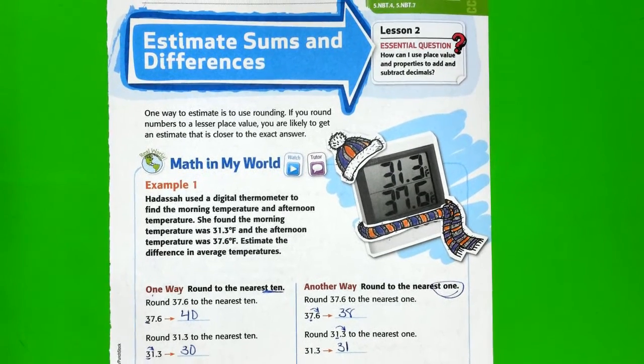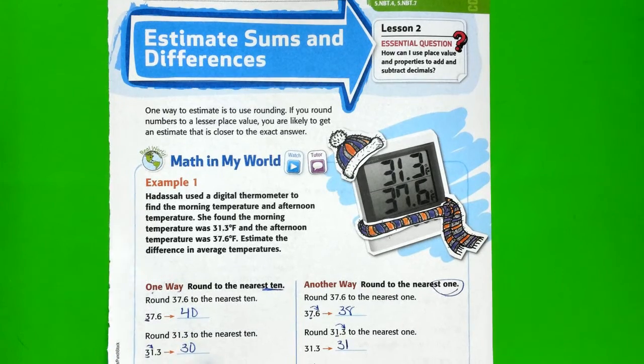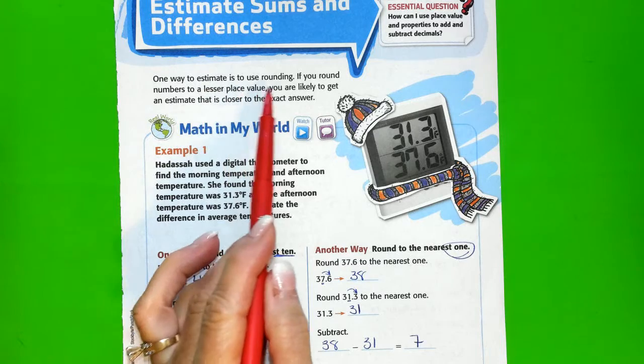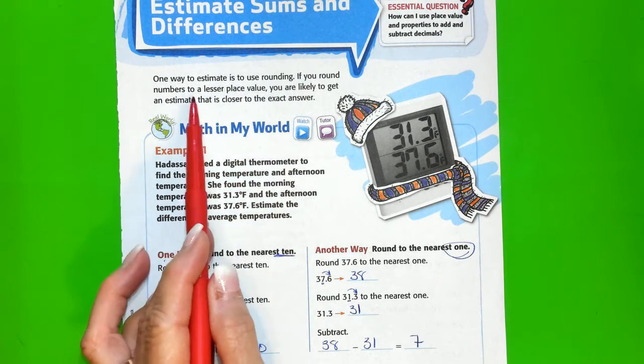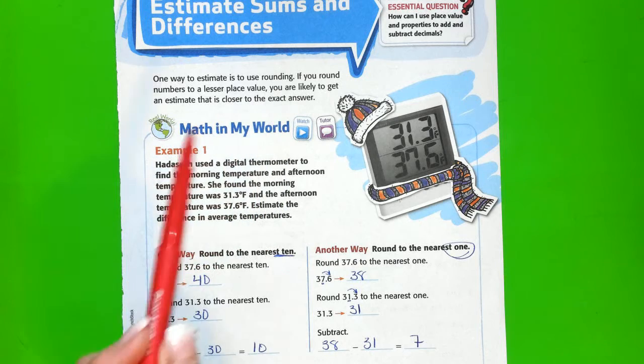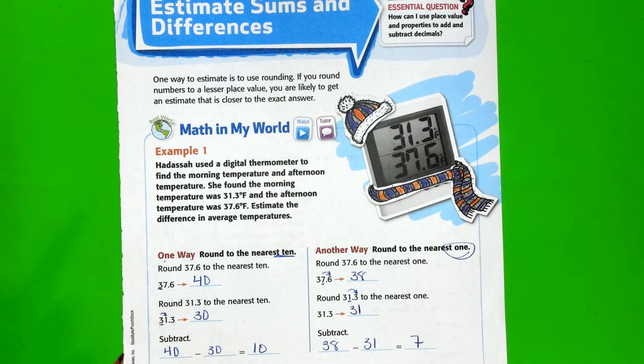Okay, Chapter 5, Lesson 2, Estimating Sums and Differences. It says one way to estimate is to use rounding. If you round numbers to a lesser place value, you are likely to get an estimate that is closer to the exact answer. So let's look at example 1.